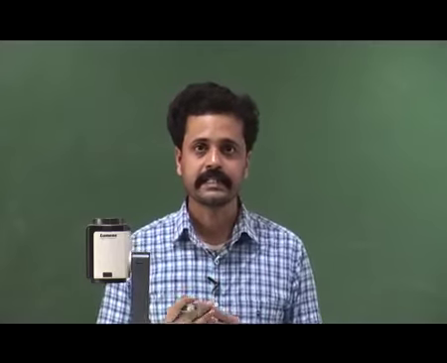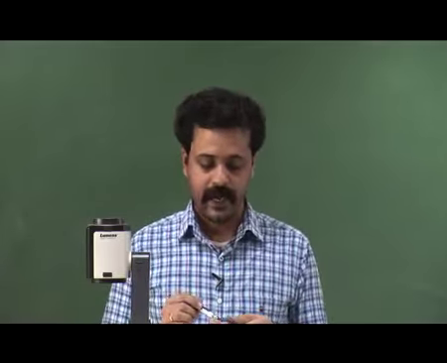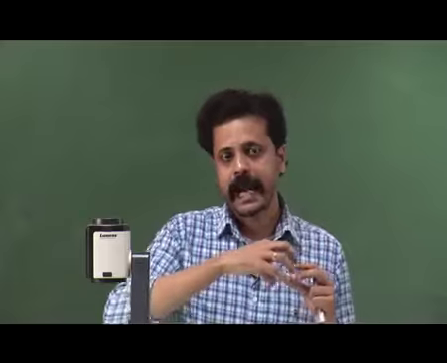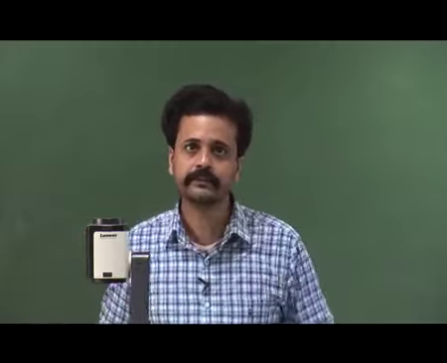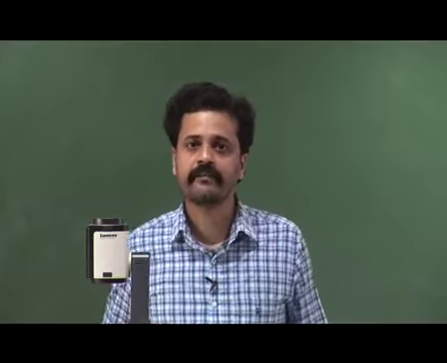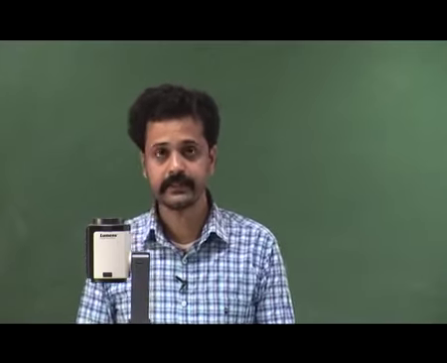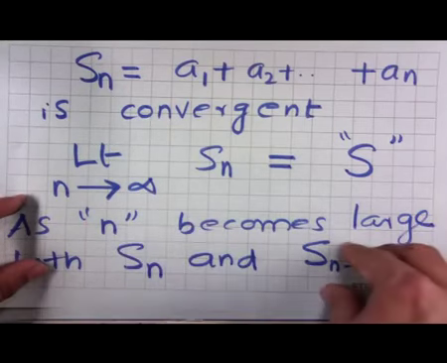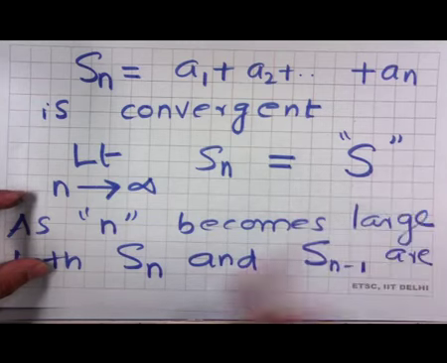Remember, when n is large, there is no big difference between n minus 1 and n. And what we mean by convergence of a sequence is that as we progress towards the end of the sequence, all the terms get stagnated near a fixed number S. Therefore, once Sn is convergent to S, both Sn and Sn minus 1 will be very close to this fixed S when n is large.